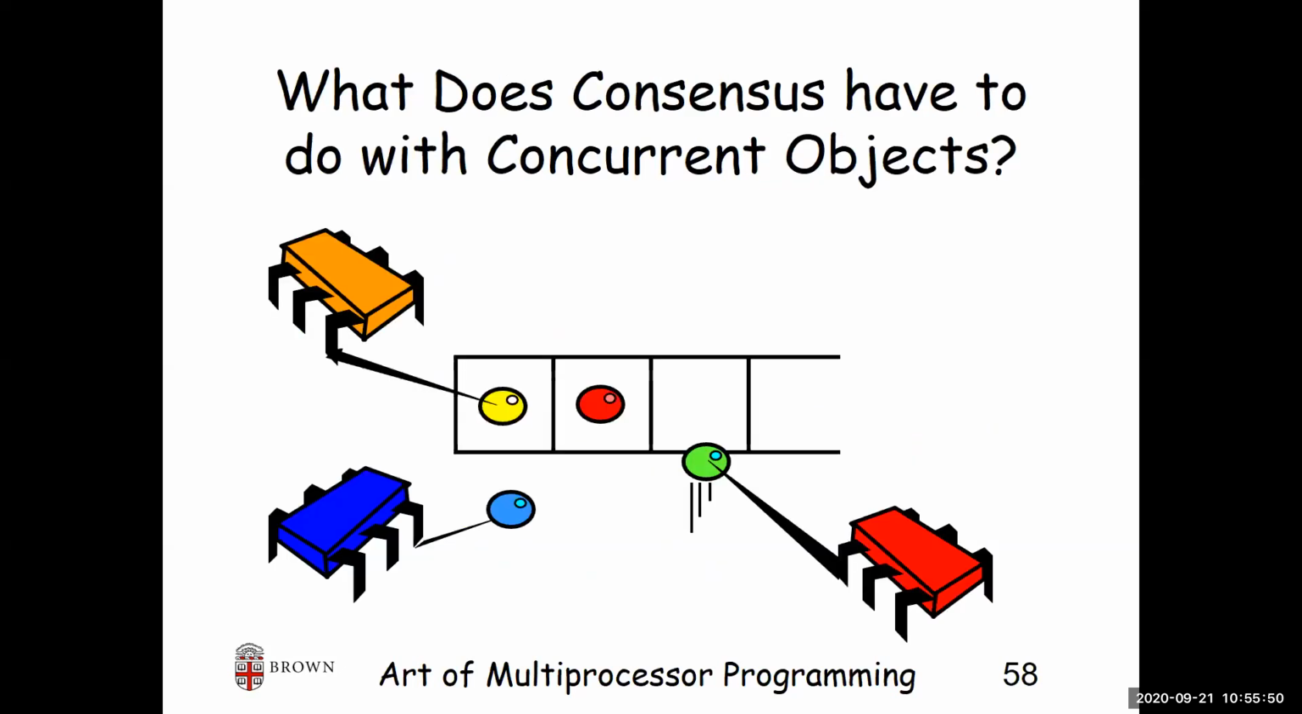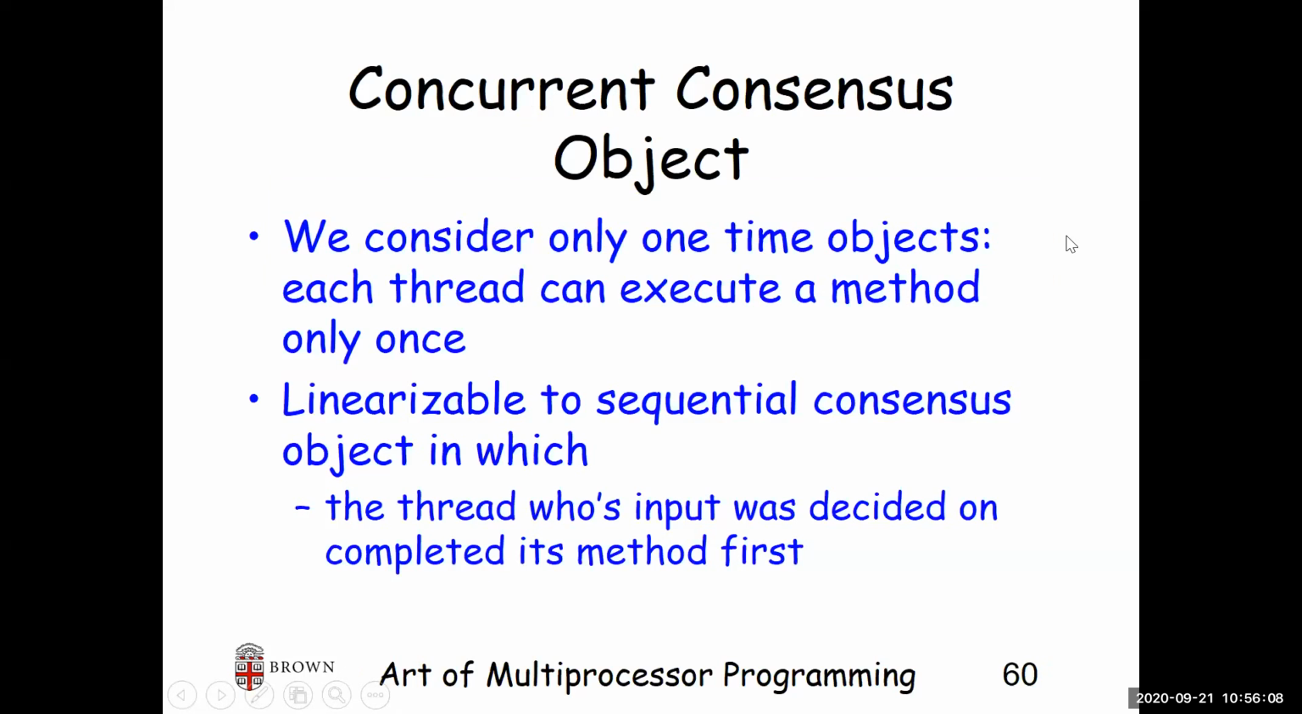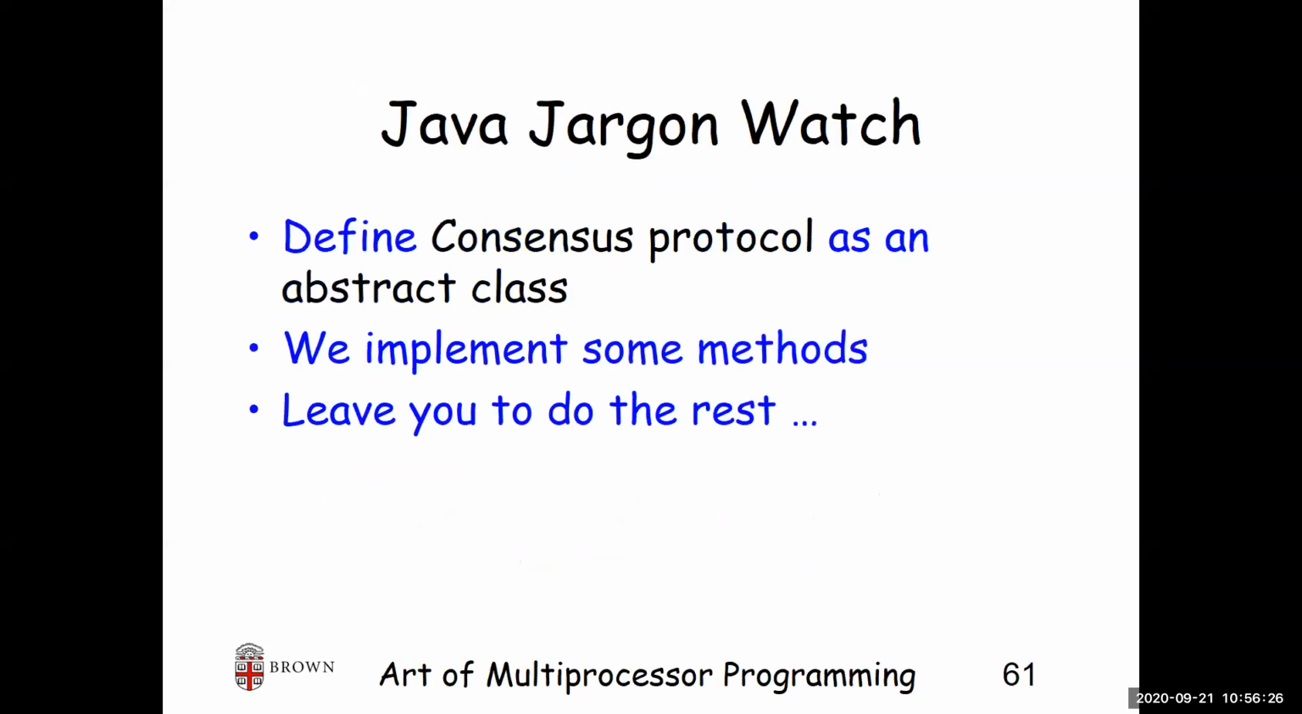All right, what does consensus have to do with concurrent objects? Let's say we're going to define an interface called consensus, and it's going to take an object and return an object. And we only consider one-time objects, so this thing's only usable once. And we want this to be linearizable to a sequential consensus object in which the thread whose input was decided on completed its first method first. So we're going to define consensus as an abstract class, and we're going to implement some methods and leave you to do the rest.